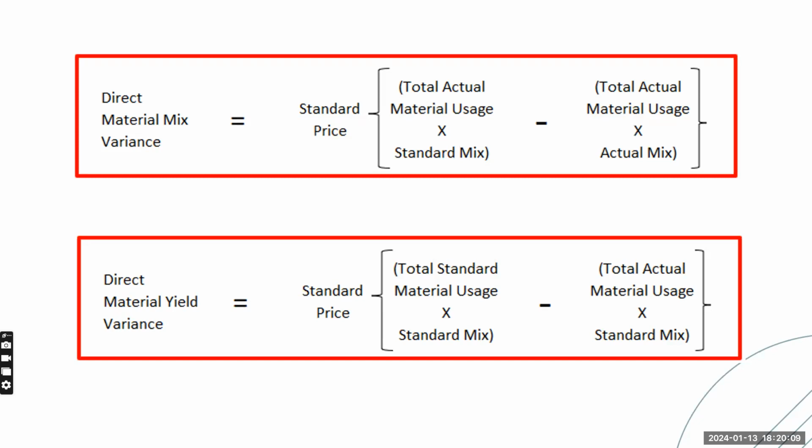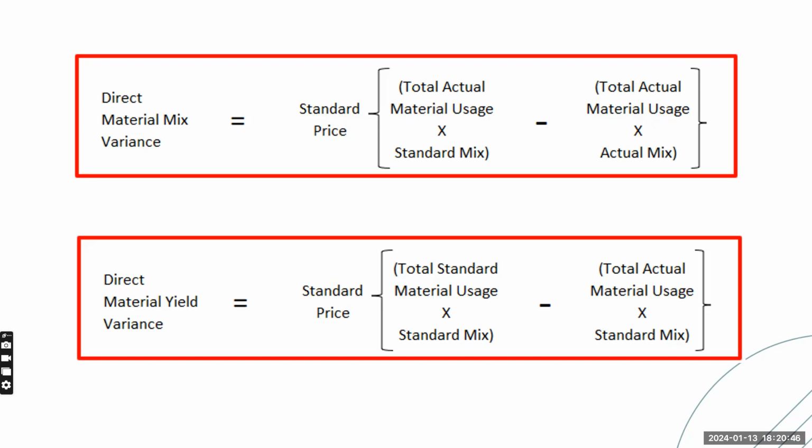The mix only. So you have to take the actual material usage multiplied by the standard mix and the actual material usage multiplied by actual mix. Okay? Right. What is this other one? Direct material yield variance. What does the direct material yield variance say? We have the standard price, and in yield, see, our material usage is taken at the standard mix itself.